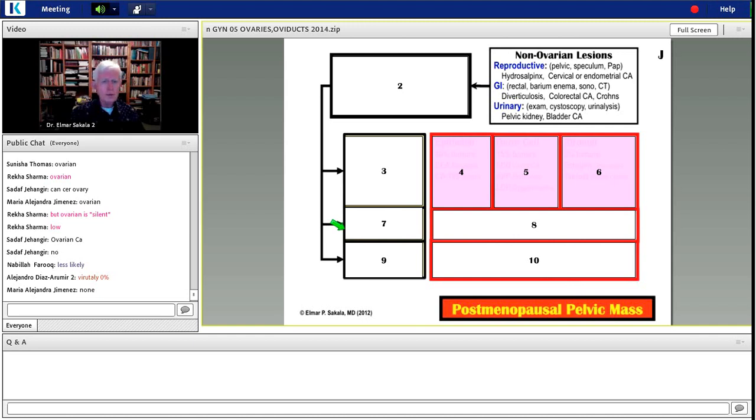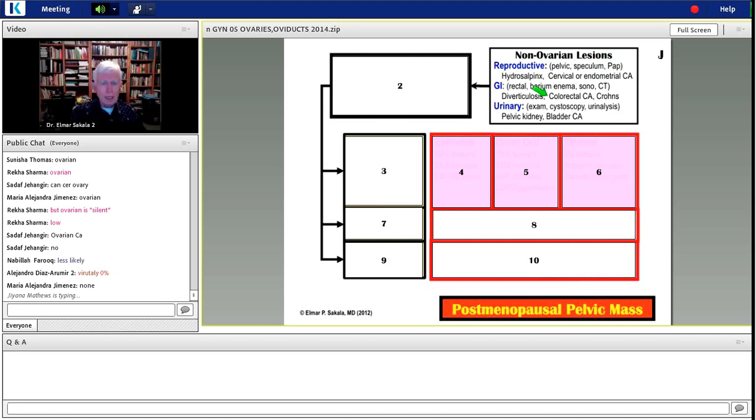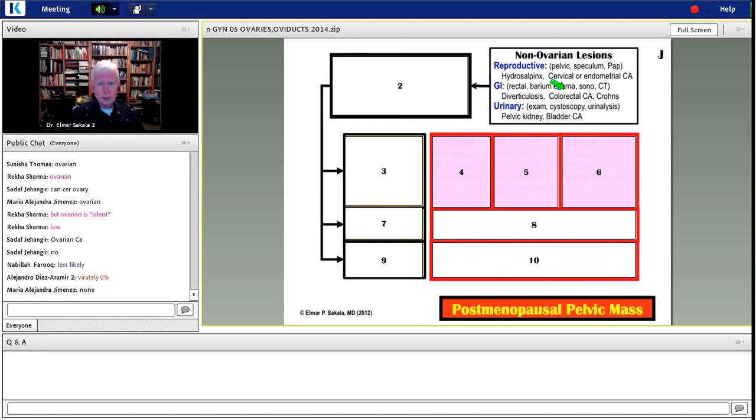What are the organ systems in the pelvis? There is a reproductive tract, there's a GI tract, there's a urinary tract. So whenever you have a mass, you need to think of hydrosalpinx, cervical cancer, endometrial cancer, do a pelvic exam, speculum exam, pap smear. Colorectal cancer is also a possibility. Diverticulosis, colorectal cancer, Crohn's disease. The urinary tract, in terms of pelvic, kidney, bladder cancer, would be less concerning. But certainly the GI tract, you need to think of.